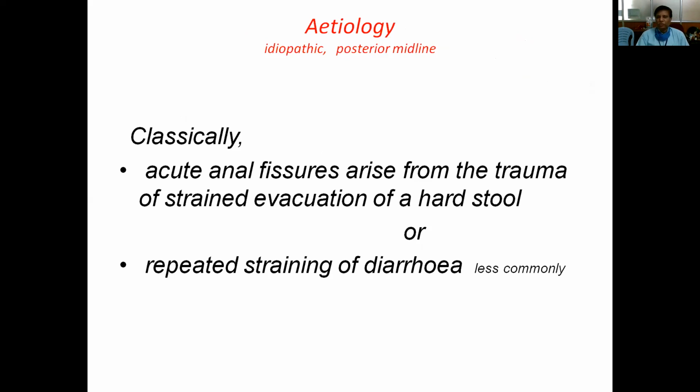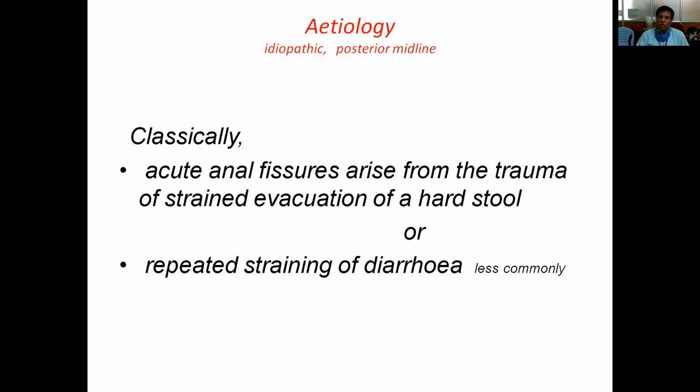What are the causes of this fissure? Most often, it is idiopathic. Only theories are proposed for how it can be caused, but no definite factor is identified in the majority of cases. Another characteristic is that it is mostly in the posterior midline. The fissure is seen mostly in the midline, that too in the posterior aspect. In a few cases you can see it anteriorly also.